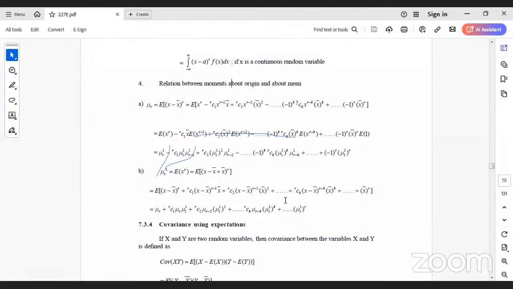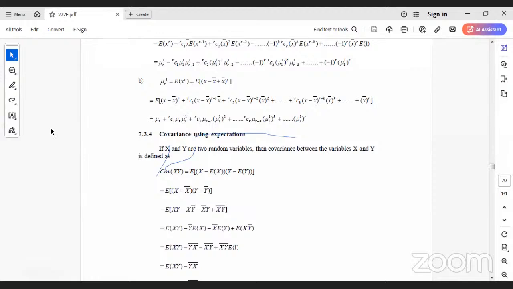So E of (x minus x bar) whole power r, using the nCr condition again: rC1 (x minus x bar) power r minus 1 x bar, rC2 (x minus x bar) power r minus 2 x bar square, and so on, rCk (x minus x bar) power r minus k x bar whole power k, plus x bar whole power r. That is mu r, rC1 mu r minus 1 mu 1 dash, rC2 mu r minus 2 mu 1 dash whole square, plus rCk mu r minus k mu 1 dash whole power k, plus mu 1 dash whole power r. Then we have to take covariance using expectations.